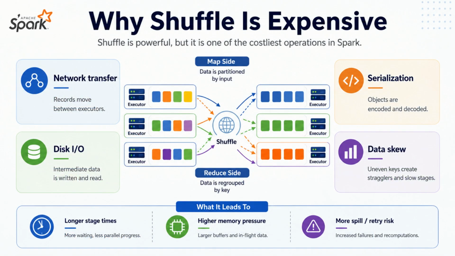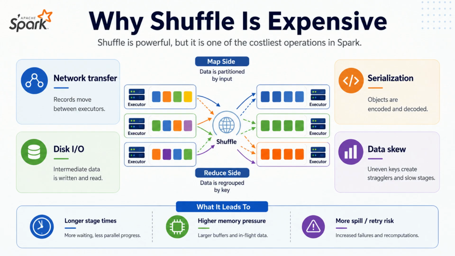Shuffle is one of the most expensive operations in Spark. This is because it involves a series of complex processes that can significantly impact performance and resource usage. The first reason is network transfer. When data needs to be shuffled, it often moves between executors, which may be located on different machines within the cluster. This movement requires transferring large volumes of data across the network, which can be slow and consume significant bandwidth.